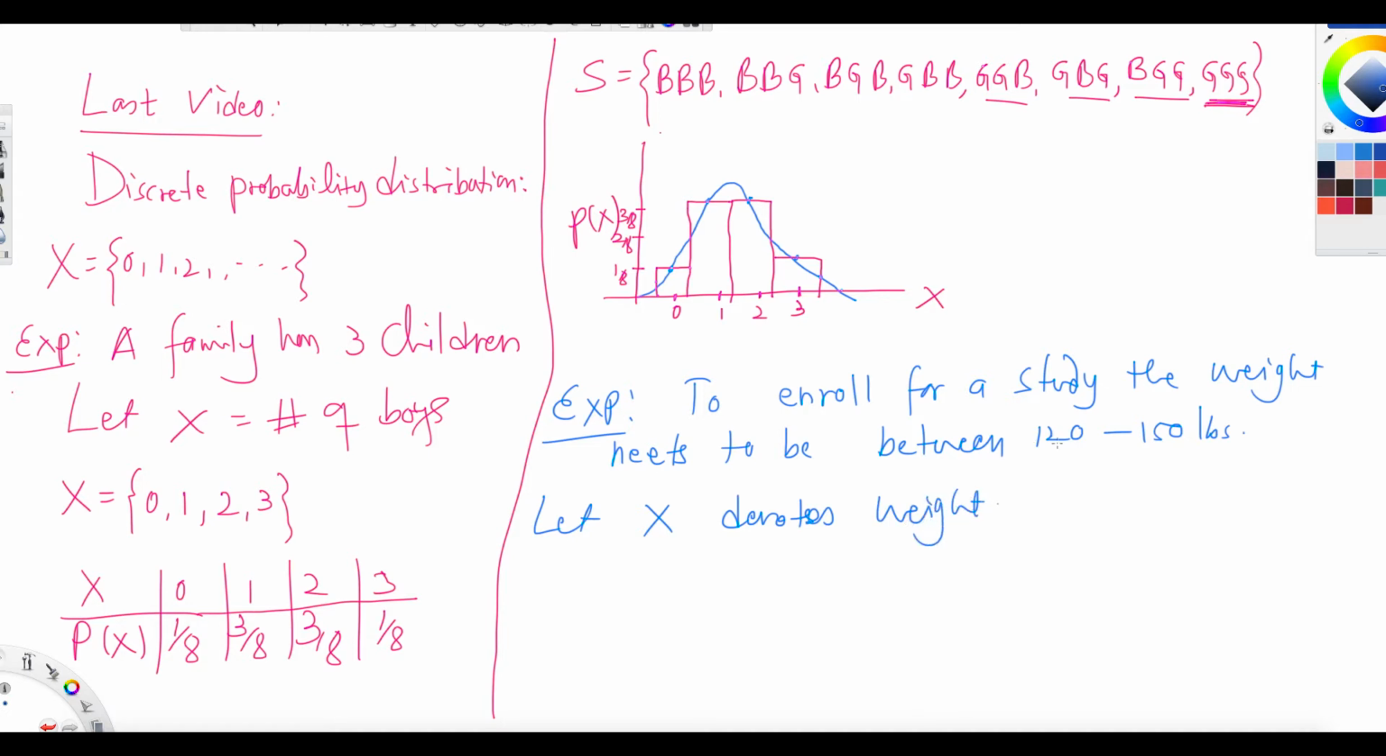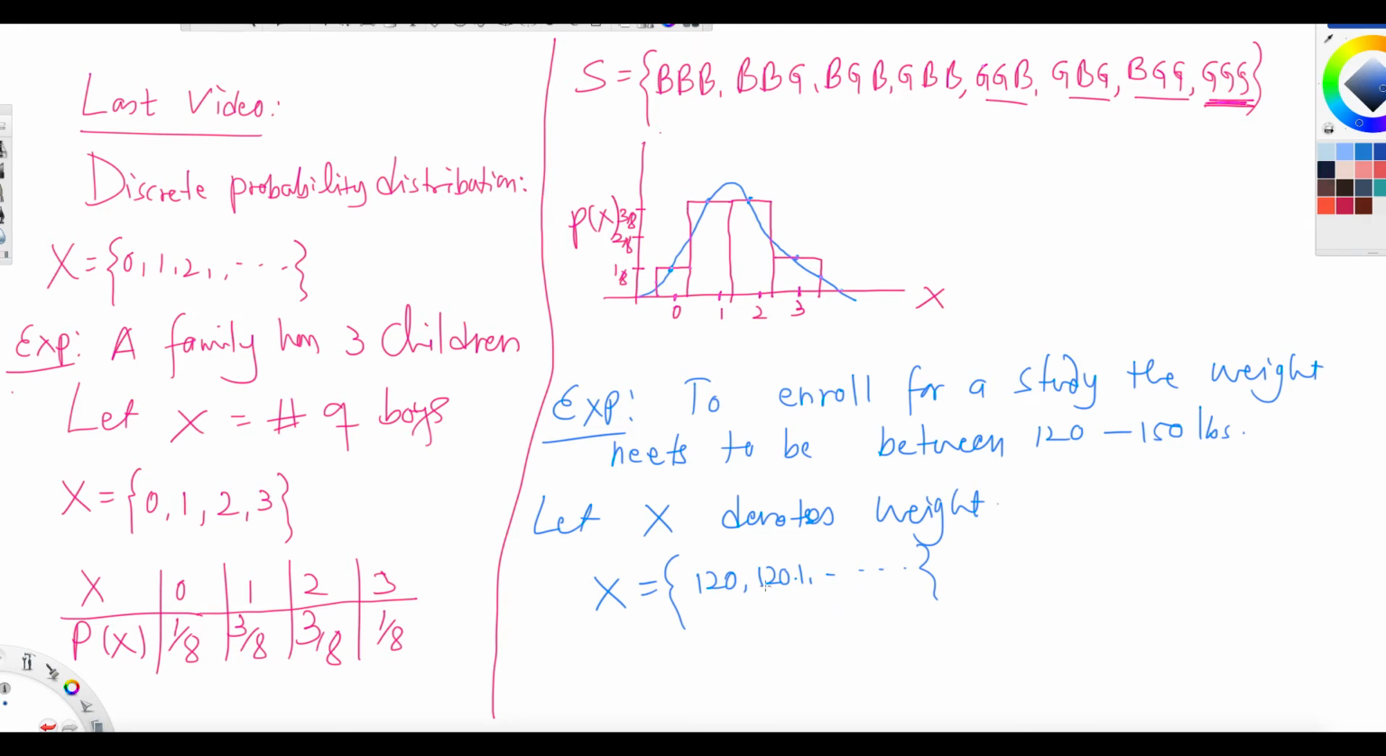Okay, so weight can be anything between 120 and 150 pounds. Can you list all values of X? The smallest one can be 120, it could be 120.1, 120.01, and so many more. You cannot list all these values between 120 and 150, because X is the weight and can be any number. It can be a decimal, with many decimals after 120.1 or 120.01, 120.0001. So it is hard to list, or you cannot list.